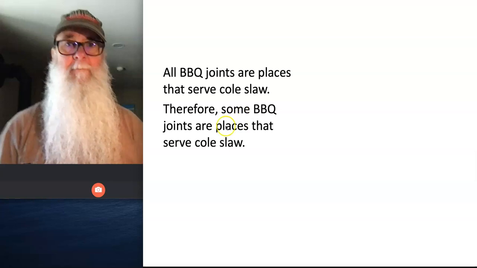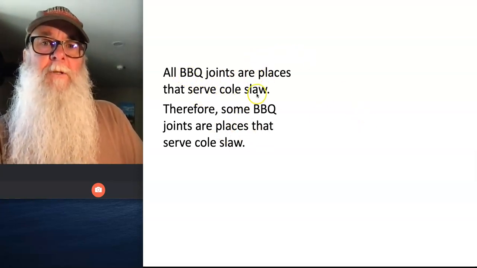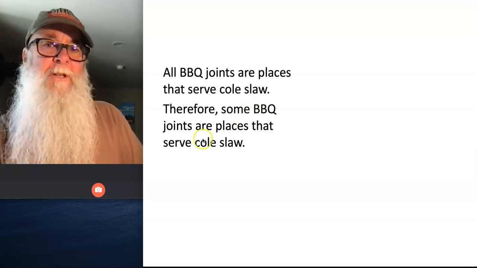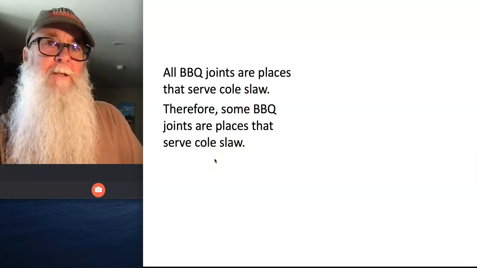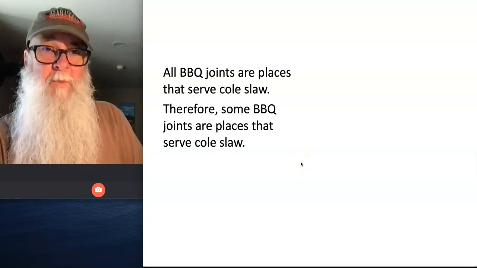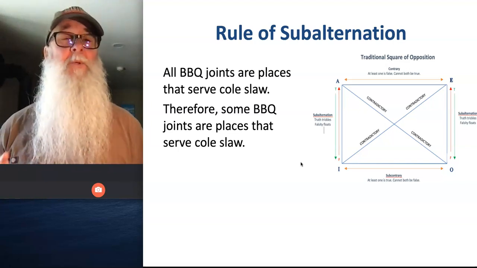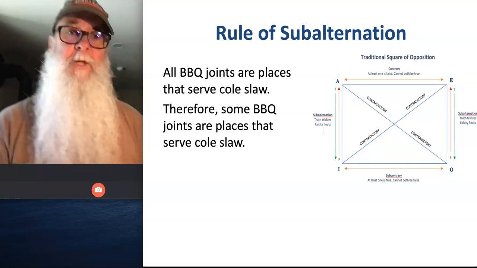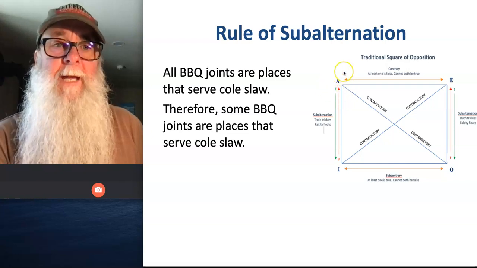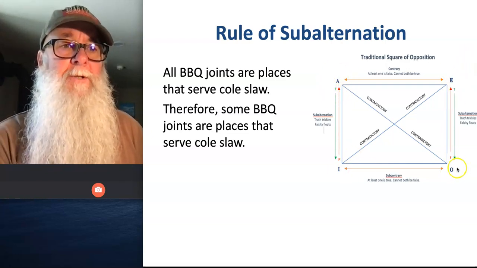Now, with that thinking in mind, if we assume it's true that all barbecue joints are places that serve coleslaw, would it have to be true that some barbecue joints are places that serve coleslaw? Would there have to be at least one that does? And the answer is yes, it would. And what we're seeing here is what's called the rule of subalternation. The rule of subalternation applies to corresponding A and I statements and corresponding E and O statements, okay?